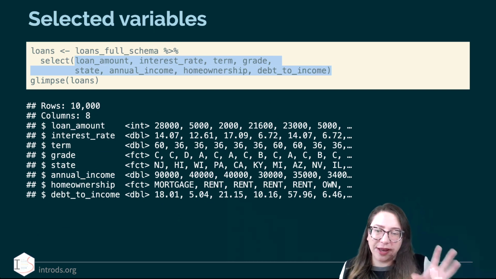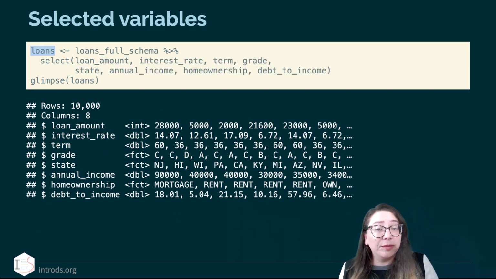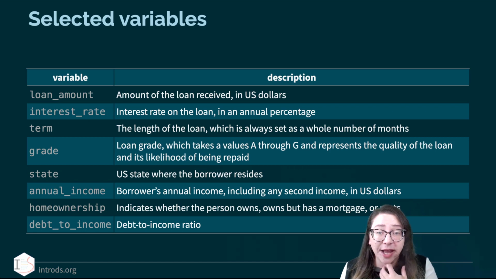So when I look at output, like the glimpse output, I can actually see everything I need in one place. And I'm going to call that new data frame loans. So from now on, when I refer to a data frame called loans, I'm talking about a data frame that includes all of the loans from the original data set, but only 8 of the columns. Here is a data dictionary for these 8 columns.